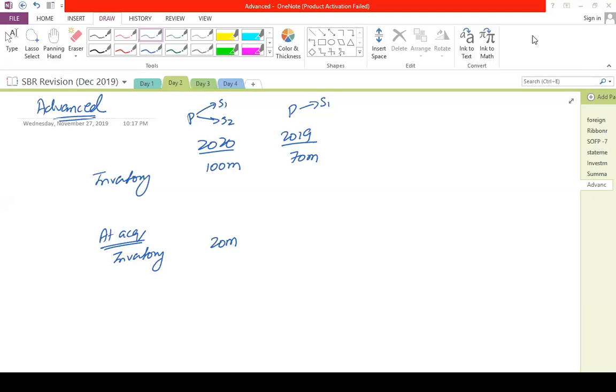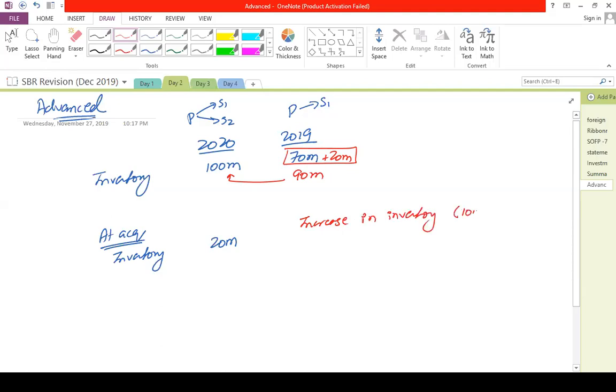Okay, so everyone is saying 10. That's very good. So what we simply do is we are going to add 20 million in the opening, and we are going to say that the 90 million should be compared to 100 million. So that's an increase in the inventory of $10 million.